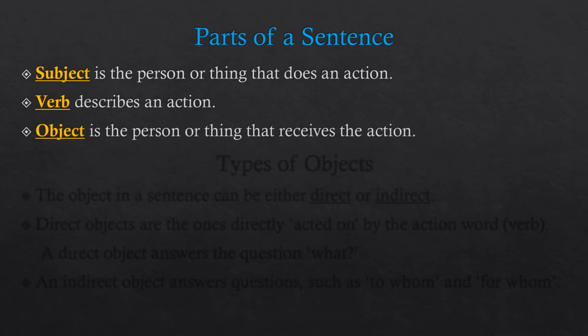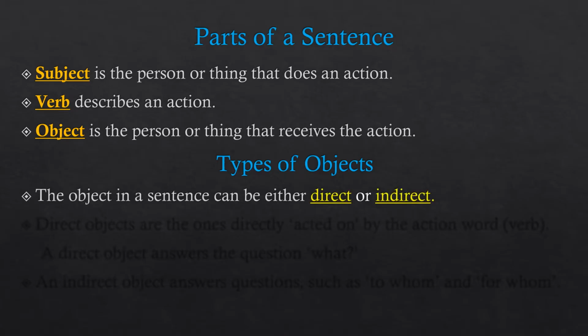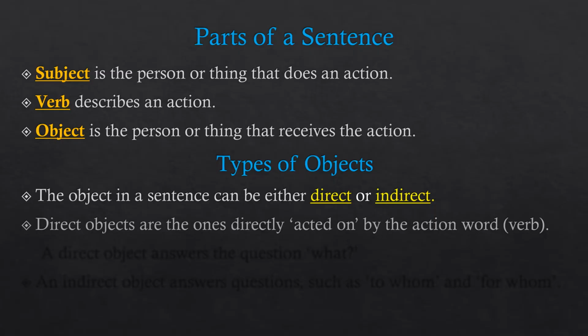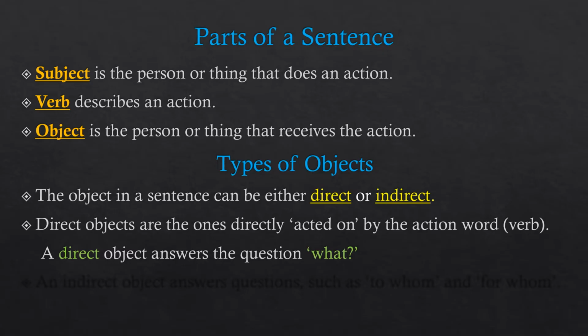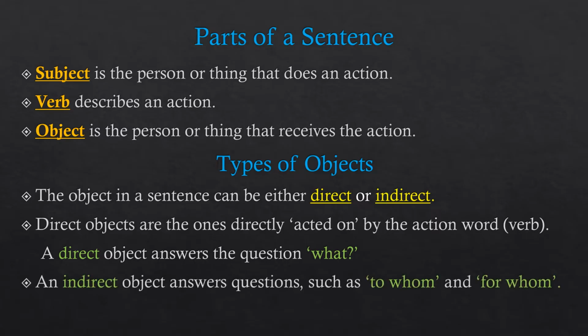of the action. What are types of objects? They are 2 types, direct and indirect. Direct objects receive the action directly, and a direct object answers the question what. But if we talk about indirect object, it answers the question such as to whom, for whom. These questions are answered by indirect object. So this is the difference between direct object and indirect object.